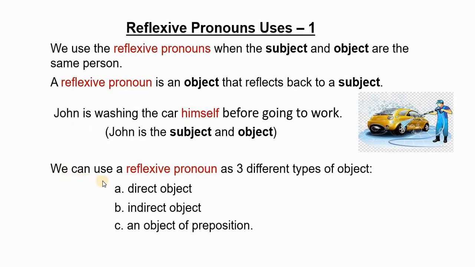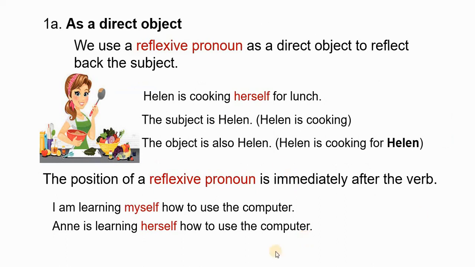Alright? So this is the object, himself, and it reflects back to the subject. It is the same person. And we can use a reflexive pronoun as three different types of objects. A reflexive pronoun can represent a direct object. It can also represent an indirect object. And it can also represent an object of a preposition. So let's look at the examples of each of these three. First is direct object. So here we use a reflexive pronoun as a direct object to reflect back the subject.